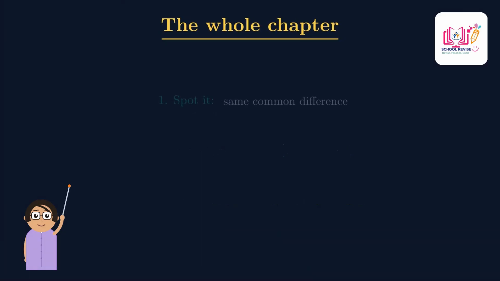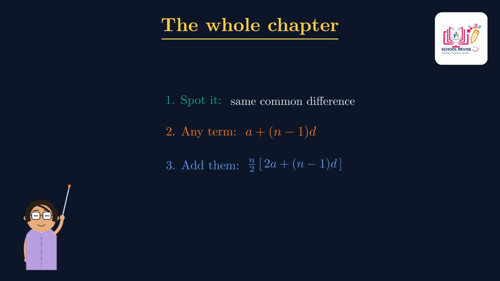So, here is the whole chapter in 3 moves. 1. Spot an arithmetic progression by checking the common difference stays the same. 2. Find any term with A plus (n minus 1) times D. 3. Add them all with n over 2 times (2A plus (n minus 1) times D). Cinemas, pyramids, running challenges. All the same maths underneath.